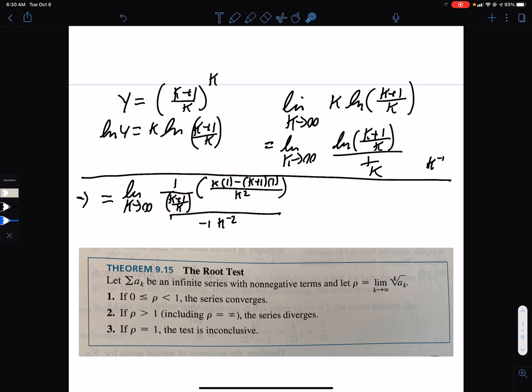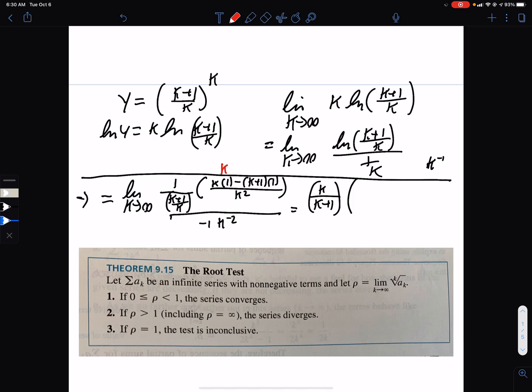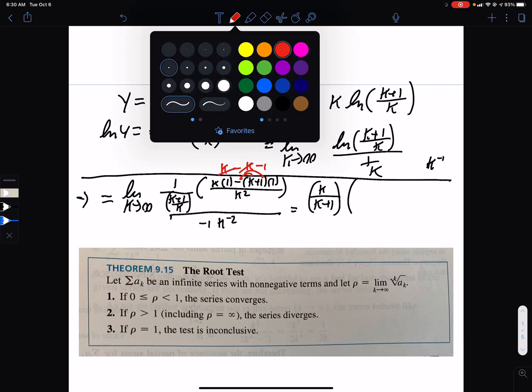I'm going to multiply. This is in the denominator right here. We're dividing by that, so I multiply by the reciprocal of that. So this would be k over k plus 1. And then on top, let's simplify the top here. That's k, and distribute the minus sign, so it's minus k minus 1. Those k's cancel. So on top, we're left with negative 1.